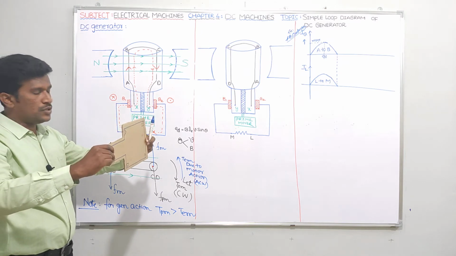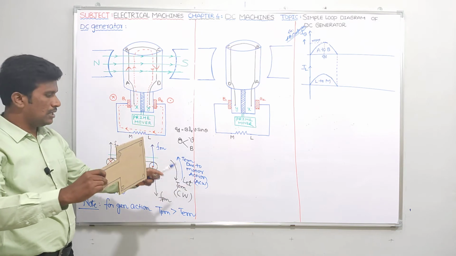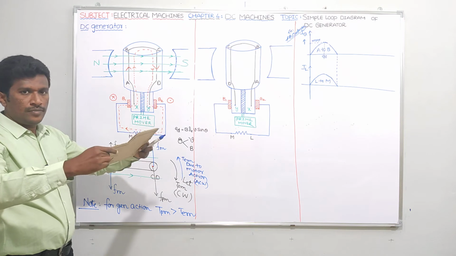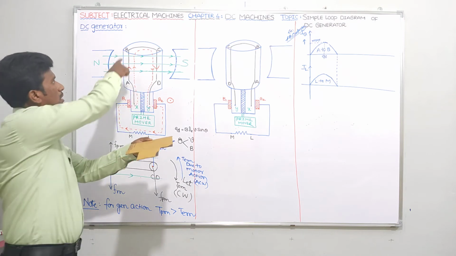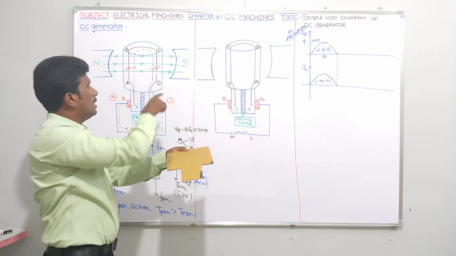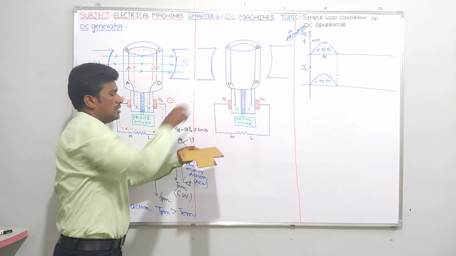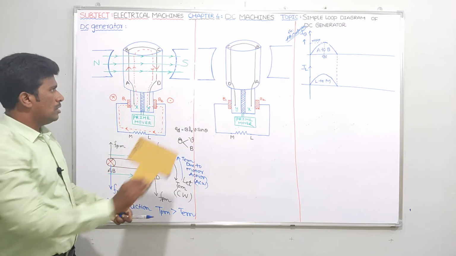Still, if you are rotating the conductor, the angle will be reducing, so this is the situation. That means the AB conductor will come this side, that means AB will come this side, and CD will come this side. Is it clear? Okay, now this situation.